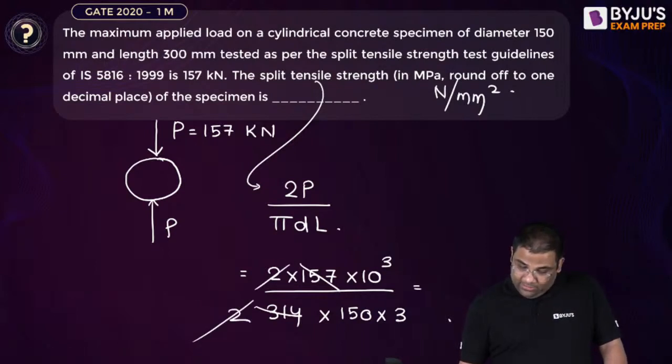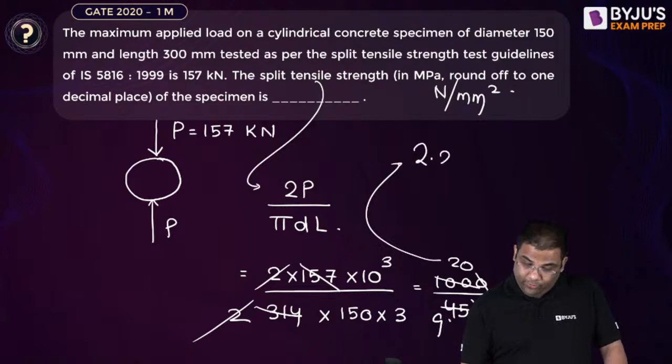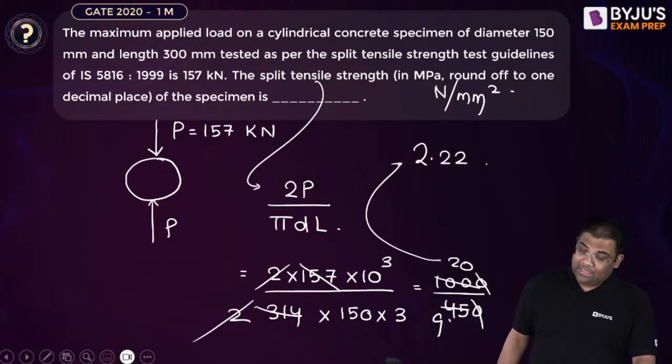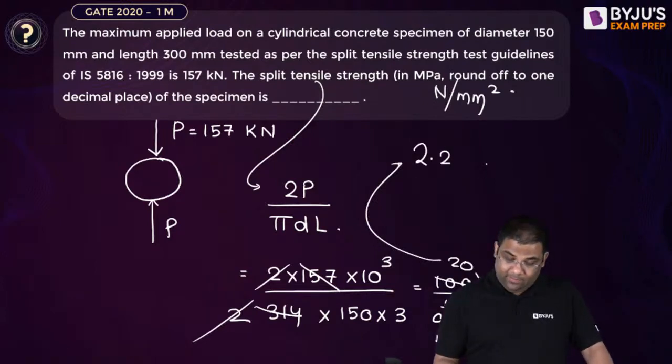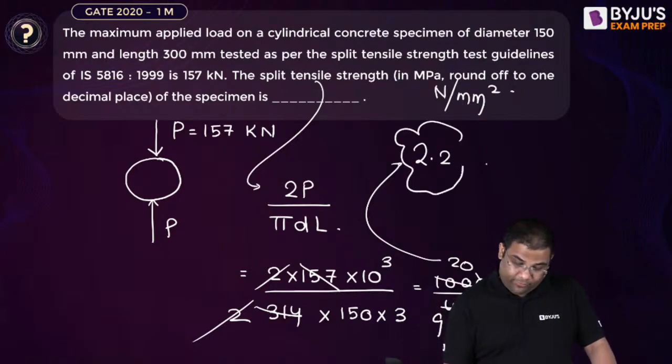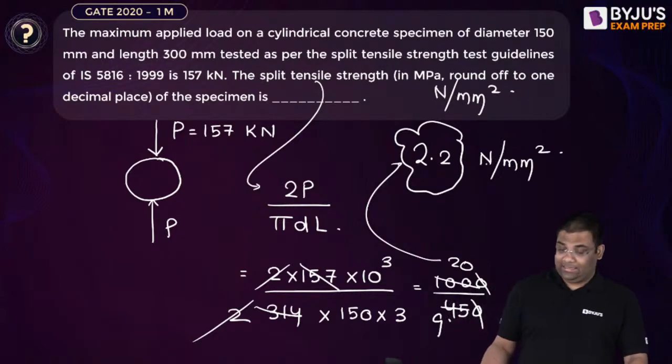So how much are you getting? You're getting 1000 by 450, right? So I can say this is 20 by 9, that is equal to 2.22. They have given: round up to one decimal place. So the answer is 2.2 newton per mm square. This is the split tensile strength.